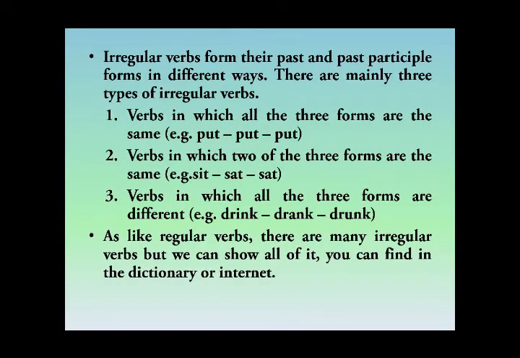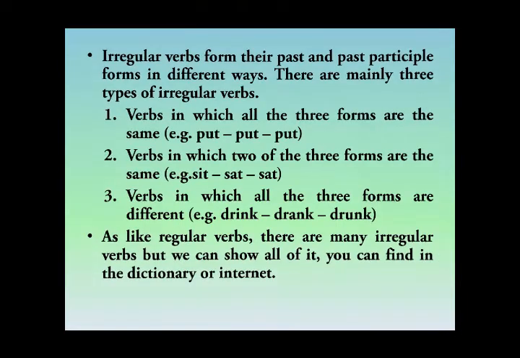Irregular verbs form their past and past participle forms in different ways. There are mainly three types of irregular verbs. Those are verbs in which all the three forms are the same. For example, put, put, put.